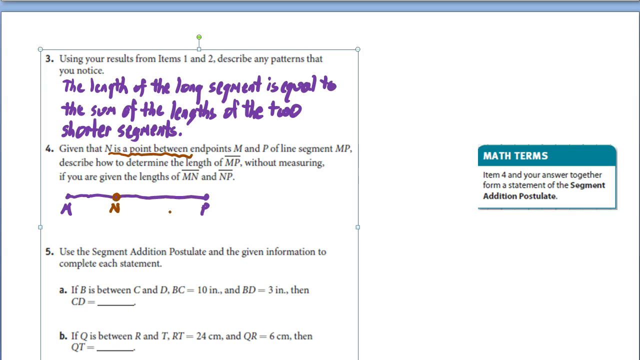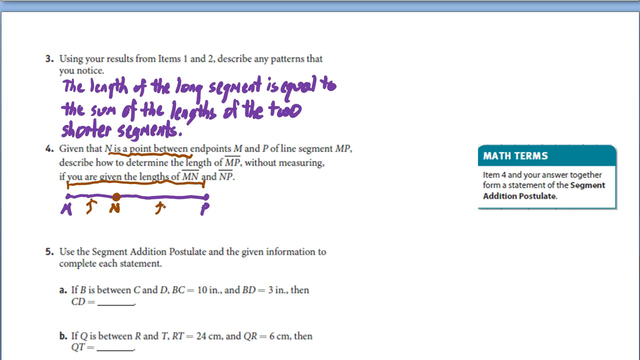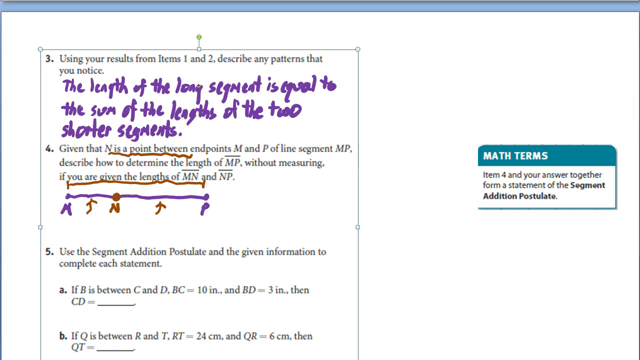Describe how to determine the length of MP. So the length of MP, the entire segment. How could we find that length? Not by measuring, but if we were given the length of MN and we were given the length of NP. Well, that's that idea that was just expressed up above. If we add together those two shorter lengths, that's equal to the long length.